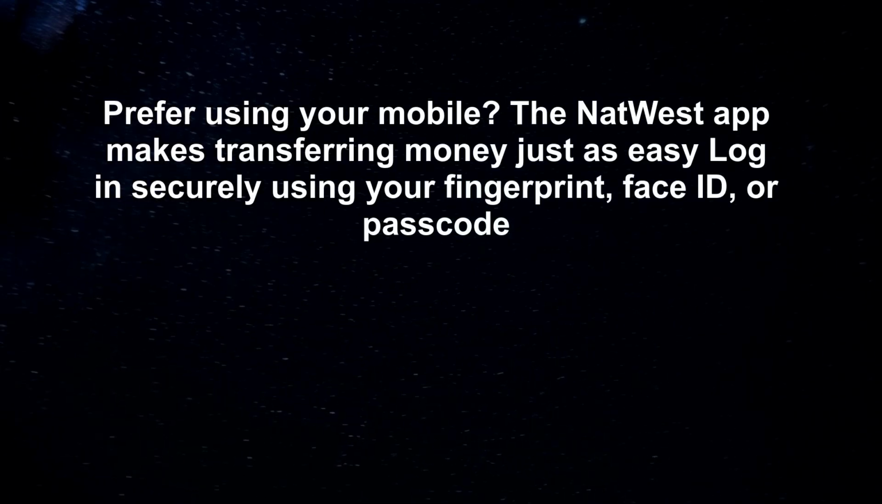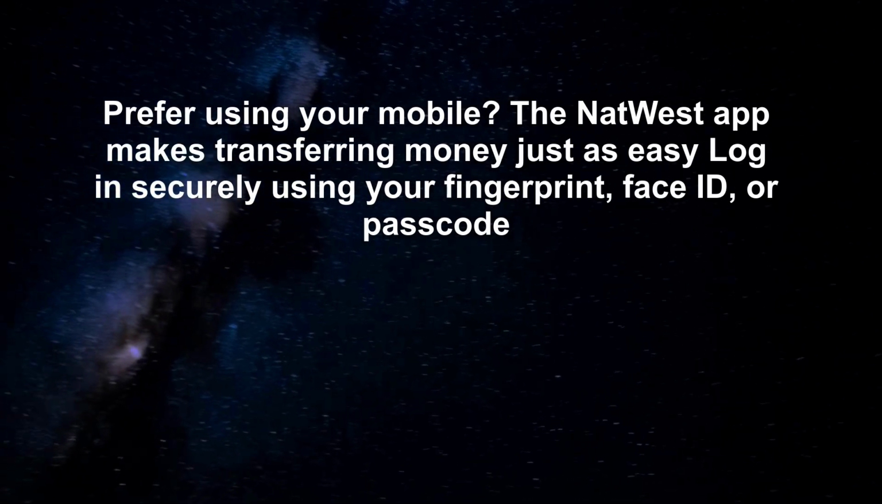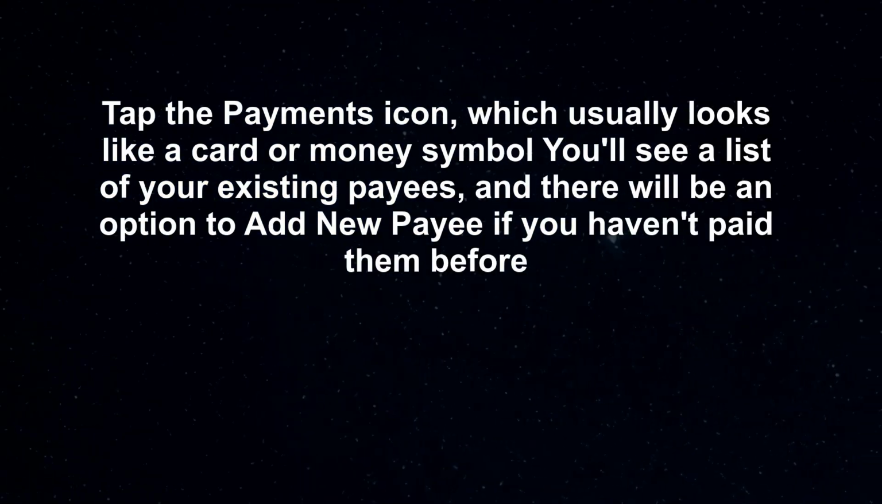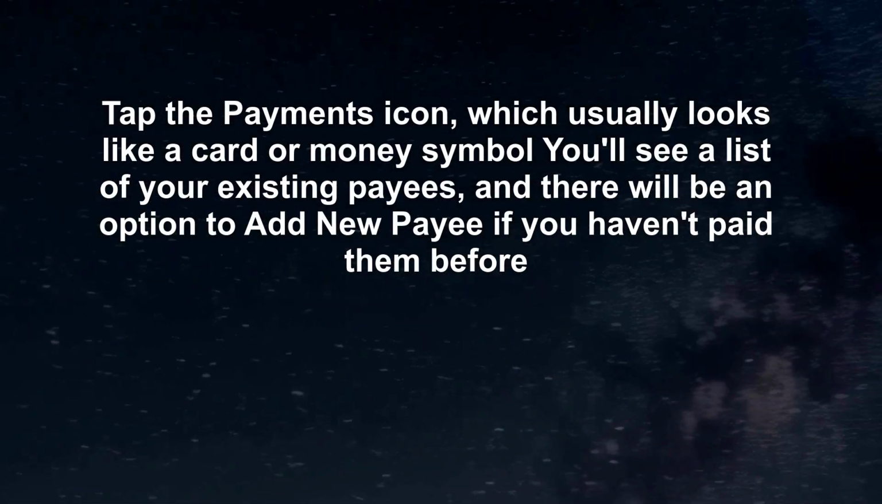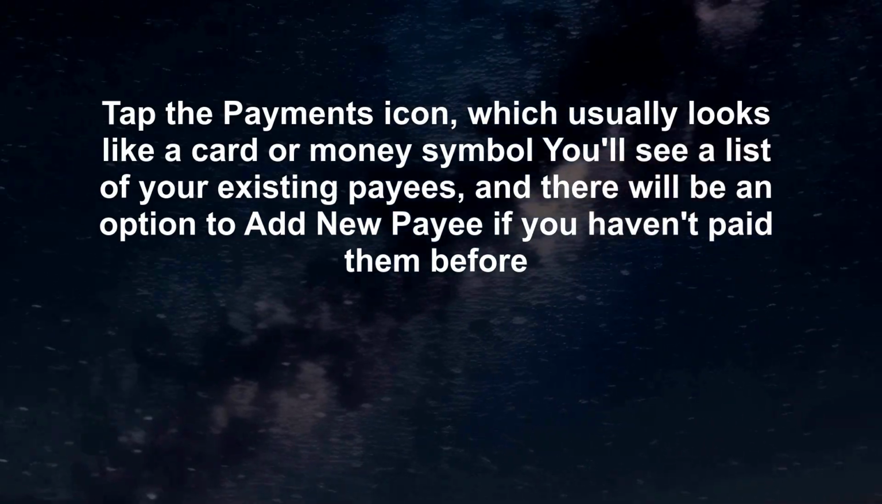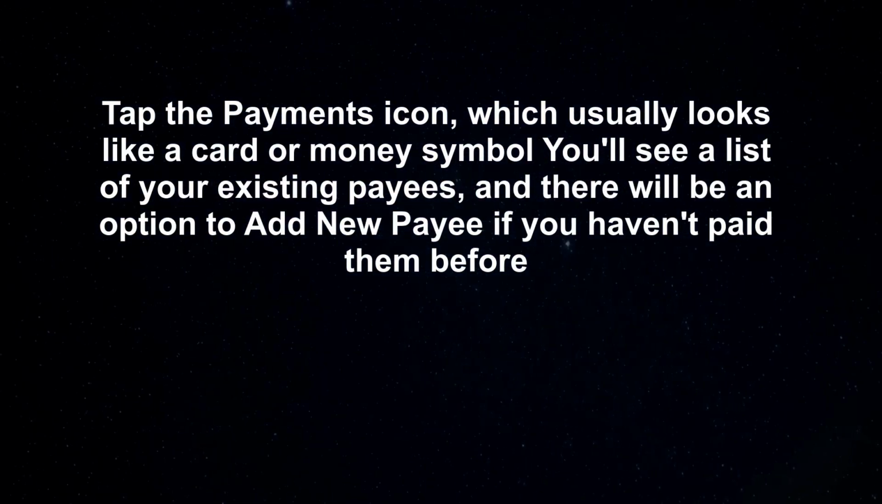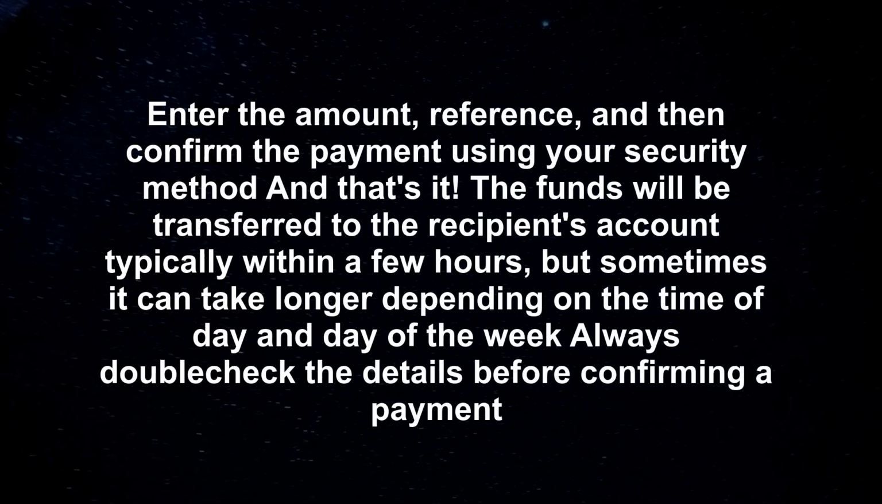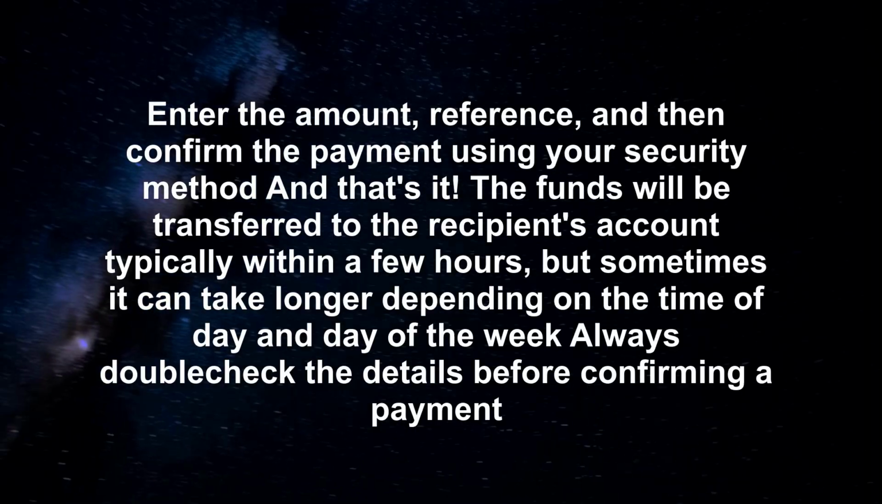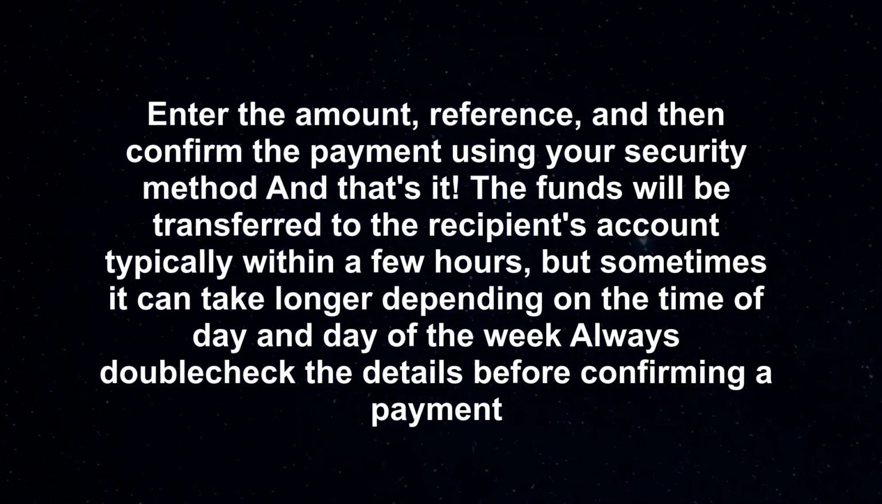Log in securely using your fingerprint, Face ID, or passcode. Tap the payments icon, which usually looks like a card or money symbol. You'll see a list of your existing payees, and there will be an option to add a new payee if you haven't paid them before. Enter the amount, reference, and then confirm the payment using your security method, and that's it.